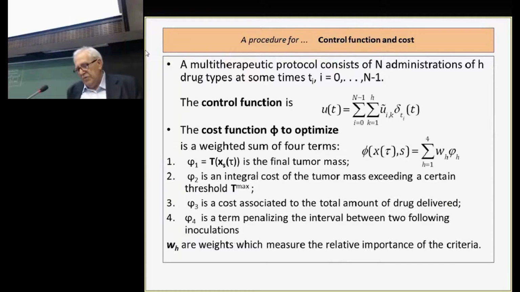And they formalize a multi-therapeutic protocol, control function, in which you administer either one single or two therapies, and the cost function to optimize with the four terms which I just described before. The final tumor mass, the integrated cost of exceeding a threshold, the cost associated to the drug delivered, and a cost associated to the interval between two following inoculations.